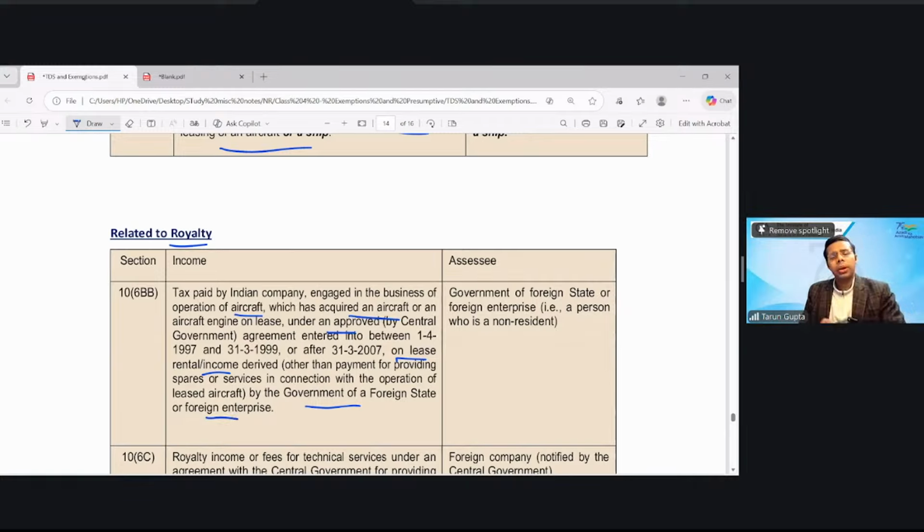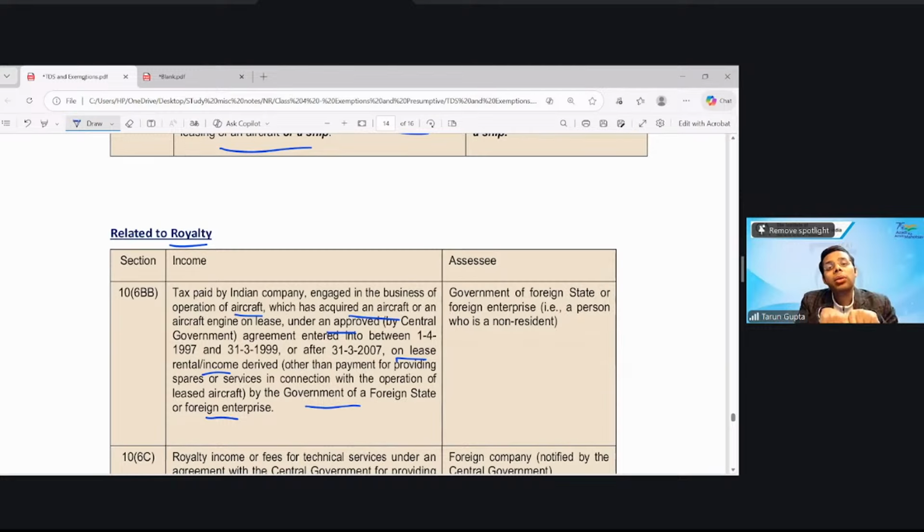So what is he saying? There is a company which has taken on lease the aircraft or aircraft engine, and it is giving lease rental to the foreign government or the foreign company. These lease rentals are not exempt in the hands of the foreign government or foreign company.